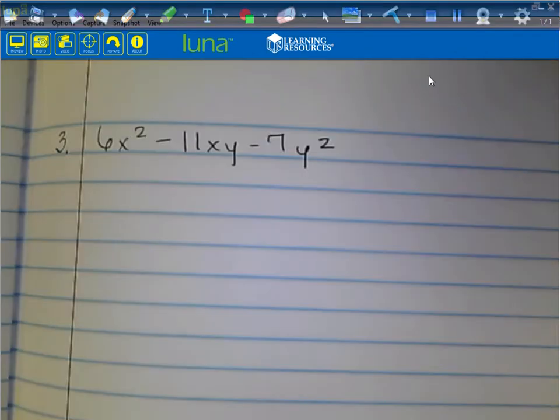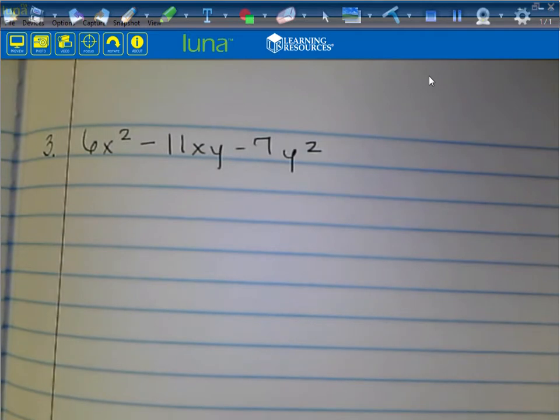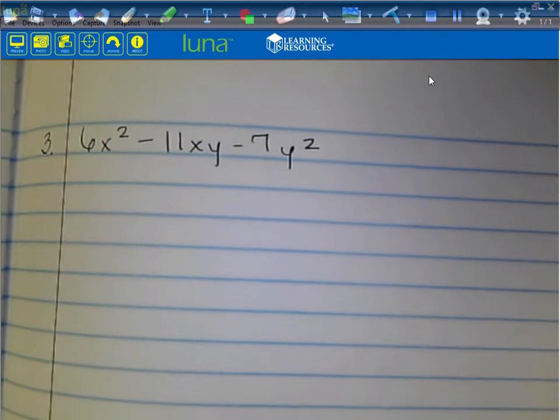All right, go ahead and write down number 3 before you panic. It's 6x squared minus 11xy minus 7y squared. We've got a lot going on here, all of which I think we've seen in previous problems, but we have two variables here, and then we also have some negatives rolling around that we're going to have to figure out what they mean for us when we start to factor this out.